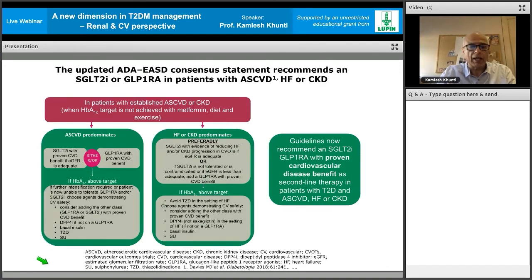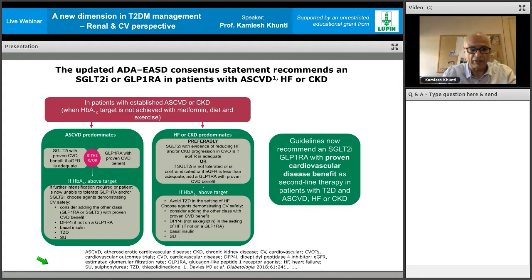So what do guidelines tell us? Well, this is the updated ADA-EASD consensus statement recommending SGLT2 inhibitors and GLP-1 receptor agonists in people with atherosclerotic cardiovascular disease, heart failure, or CKD. So we know first line is metformin and diet and exercise. But if they have atherosclerotic cardiovascular disease, and that's the predominant condition, then one would start with either an SGLT2 inhibitor with proven cardiovascular benefits, if the eGFR is adequate, or a GLP-1 receptor agonist with cardiovascular benefits.